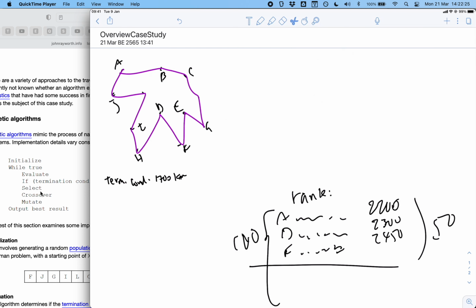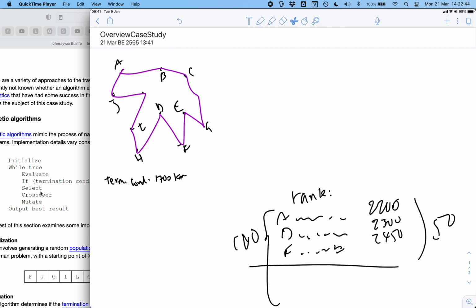Take the top 50, and we cross them over each other. In other words, they mate, as it were, to give the next generation. So if you've got 50, you've got 50 factorial different combinations of mating or crossing over that can happen.